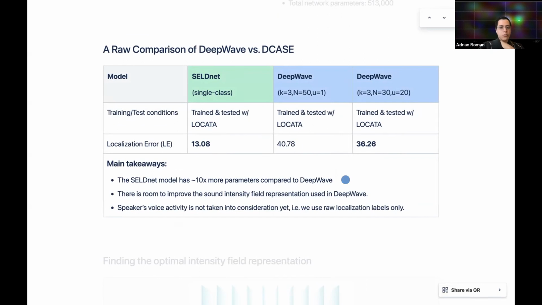However, this made us think about what could be happening. One of the things that, of course, we know is that there are a lot more parameters in the SELDnet. Another aspect is that we haven't touched anything regarding the intensity field that DeepWave is capable of inferring and outputting. And another aspect is that we are not considering at this point the voice activity of participants. So for the moments where there's silence, we are just using labels that say that there's an event, but in fact, there's no event happening.